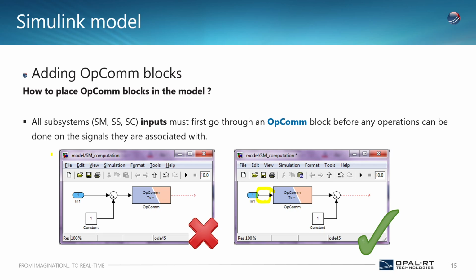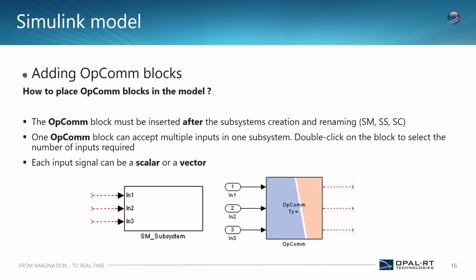In the first picture, you can see the output of a model going through an OPCOMM block. This is not right. In the right side figure you can see an input coming through an OPCOMM block. So every time you have to remember, whatever input is coming to any subsystem of your designed model should come through one OPCOMM block. The OPCOMM block must be inserted after the subsystem creation and renaming. You have to remember this.